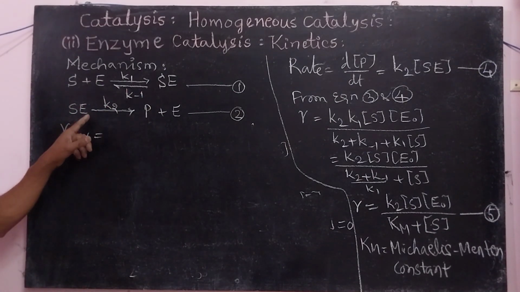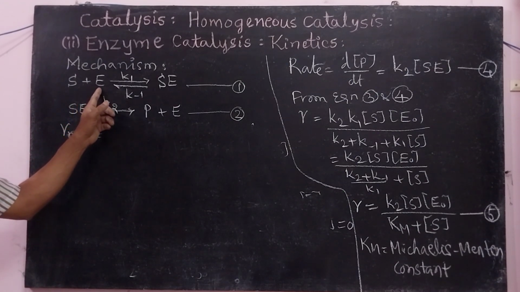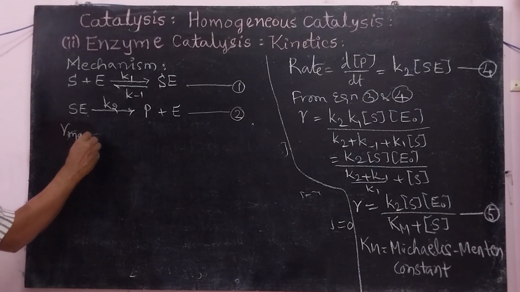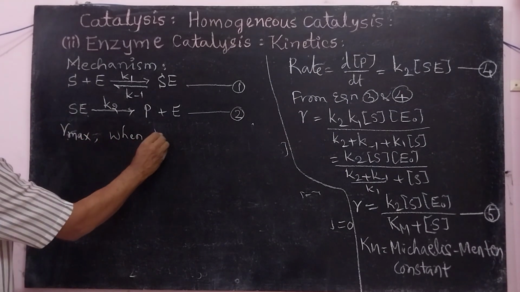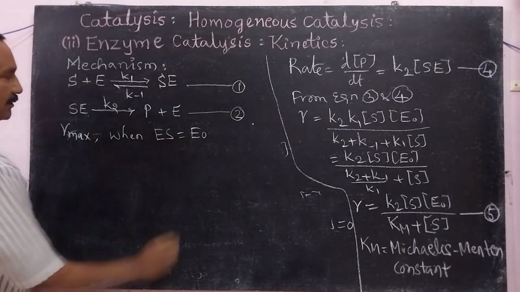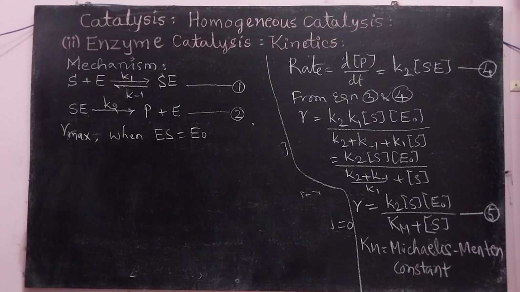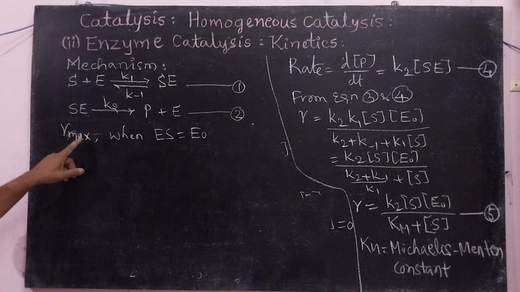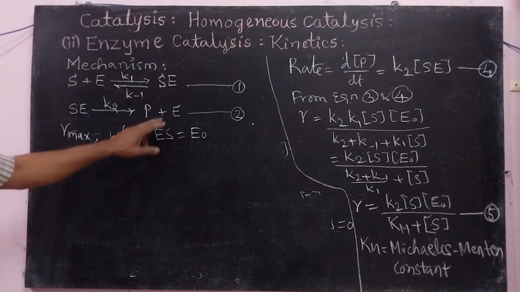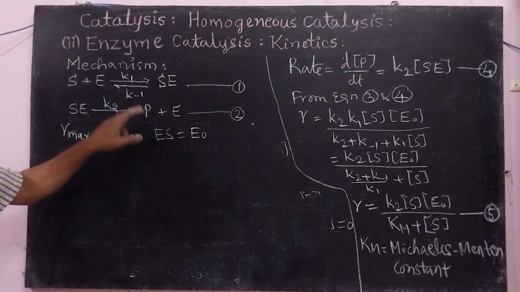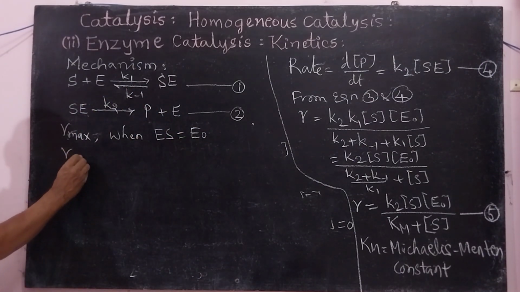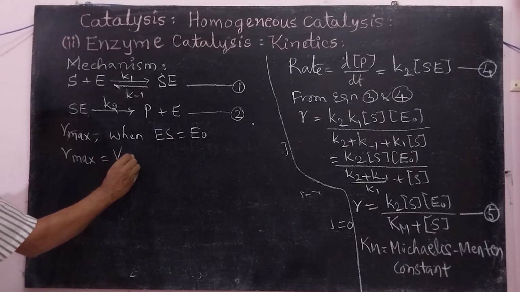The rate is maximum when all the enzyme is converted into this, that is, when ES is equal to E naught, the enzyme taken initially. ES is the enzyme-substrate complex formed. In that condition, rate is maximum: when the concentration of the intermediate complex is equal to the concentration of enzyme taken initially. Then we may write this maximum rate as the maximum velocity.